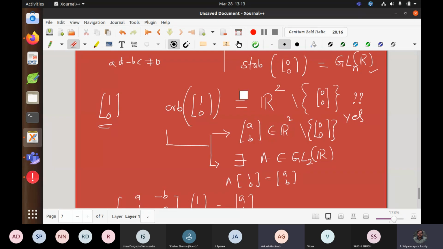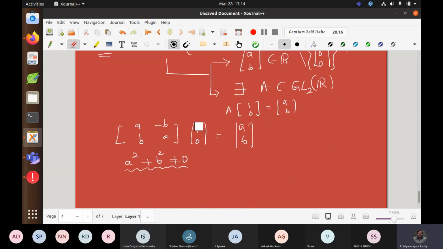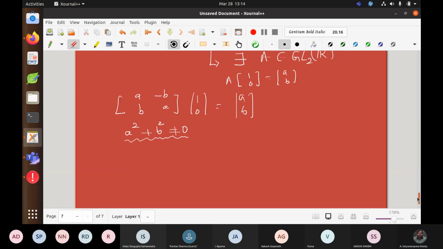Yes, sir. Now I am proving that R² minus (0, 0) is contained in this. For that I took an element (a, b) belonging to R² minus (0, 0). I want to show it is in the orbit of (1, 0). It will be in the orbit of (1, 0) if there exists a matrix A such that A times (1, 0) equals (a, b). But we know that A times (1, 0) is the first column, which is (a, b). So now I need to find out the matrix. For this I choose a, b, with a² plus b² not equal to 0, and minus b, a.